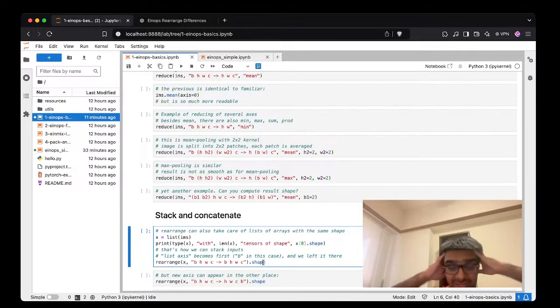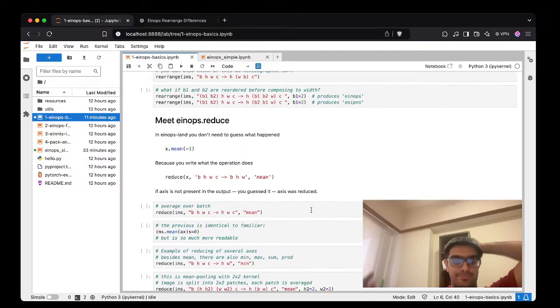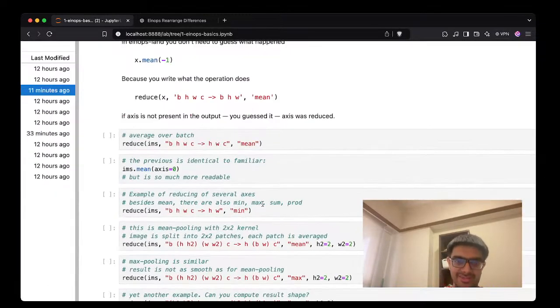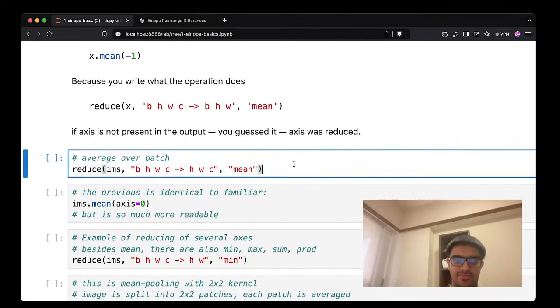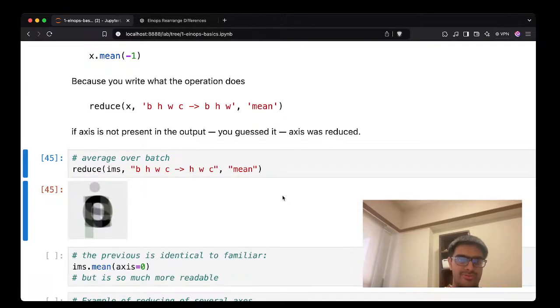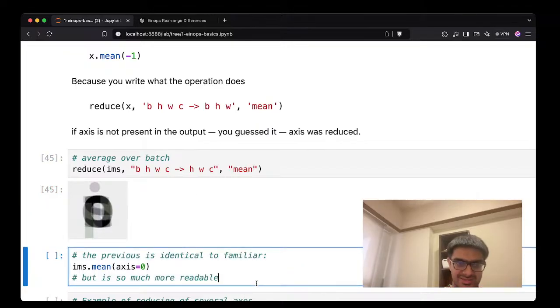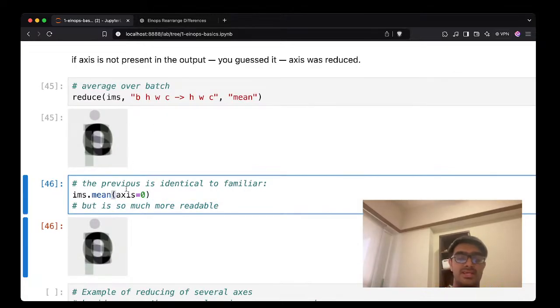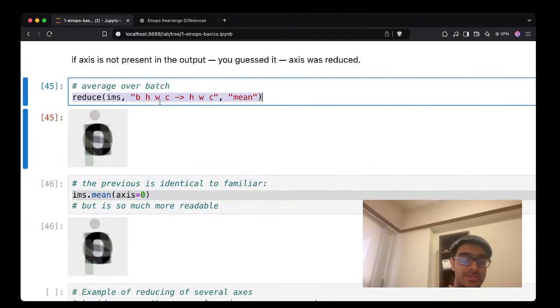Okay, I think I sort of get it. We can stack, and then we gotta reduce. This is like pooling, right? I guess. Yeah, I've done this when I do a CNN. Average over batch. Oh, neat. We get the average over all of these. I see. Ah, yeah, I can see what they mean. This sucks compared to this. I know what this means.